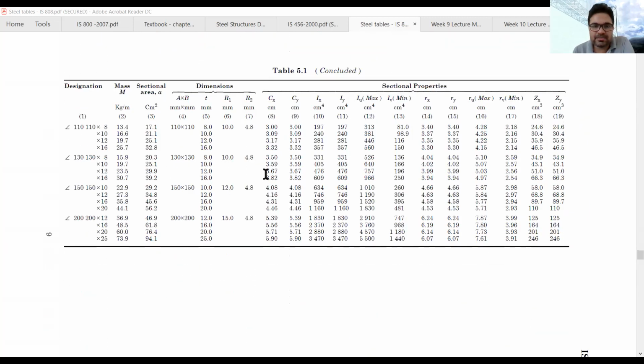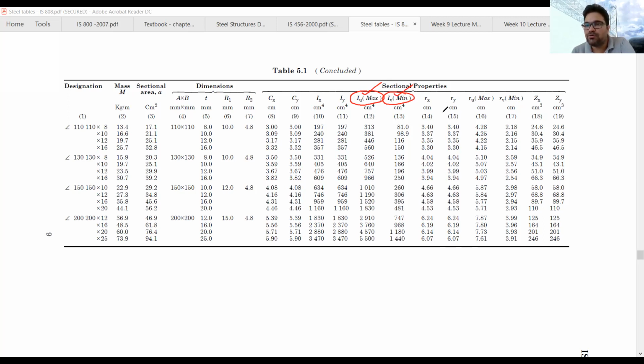In this case, CX, CY, IXX value is given, IYY value, and now the IUU value. You can see here maximum is written, which means major axis. So the moment of inertia about the major axis will be maximum. It will be more than IXX, IYY, and IVV. So the maximum moment of inertia will occur about the UU axis, and similarly the minimum moment of inertia will be about the VV axis, and that is why we say that the angle section is weakest along the VV axis, which is the minor axis.